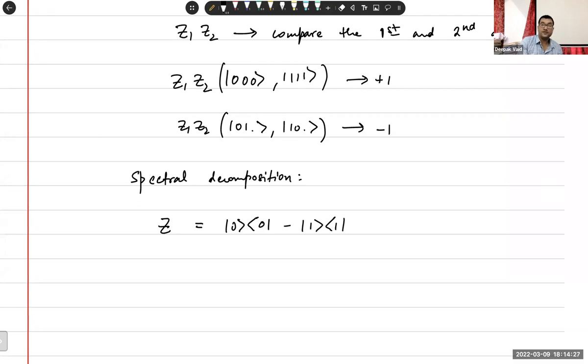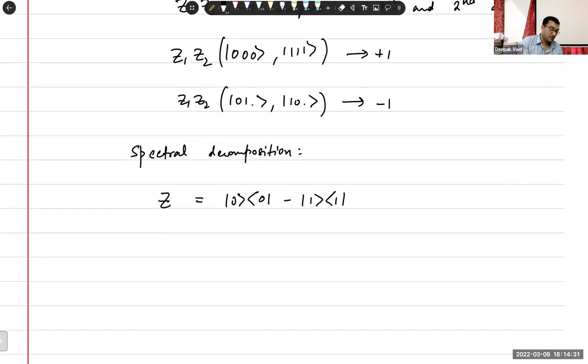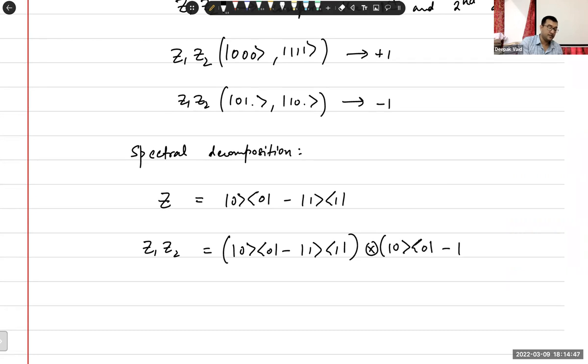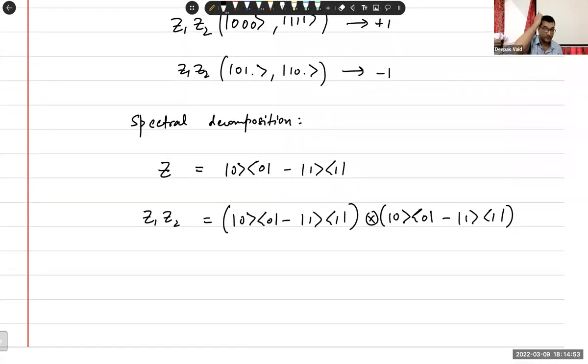Right? 0, 0, then minus 1, 1, right? So Z1, Z2, I can write as this only. And then tensor with it the same expression, but now acting on the second qubit. Okay, and I'm not putting those indices because that will take up too much space.